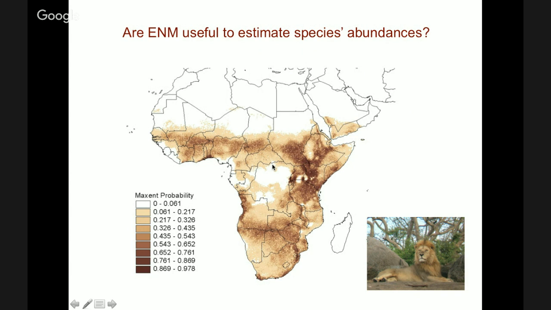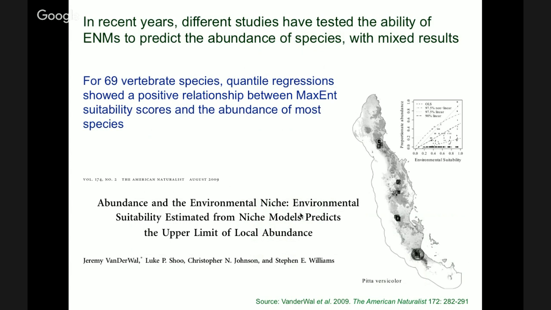So it's like common sense to think that areas that are more suitable for species may hold larger abundances. Well, in recent years, there have been several studies that have tested the ability of different modeling algorithms to predict the abundance patterns across the species' geographic ranges. This is probably the first one of this kind, from Jeremy VanDerWal in Australia. He used Maxent to derive suitability scores, and he tested if these suitability scores have a relationship with abundance via quantile regressions.